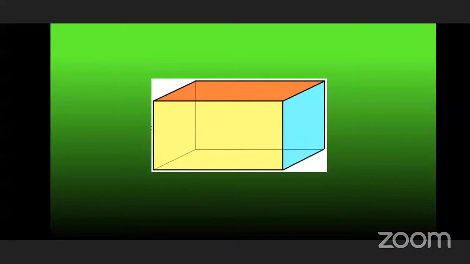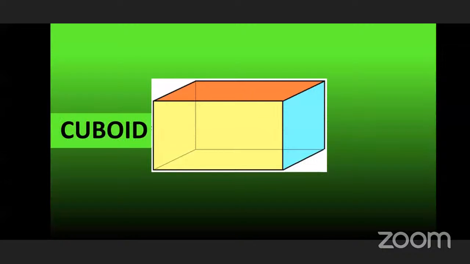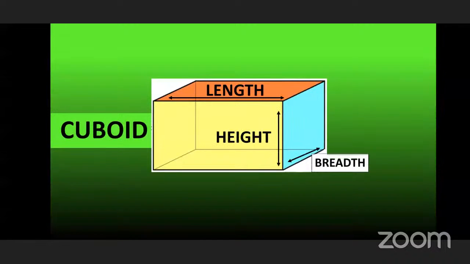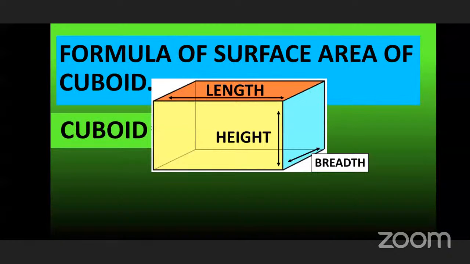Okay. Now the next figure that we have learned in the last session was cuboid. So it is the figure of cuboid. And as the length of the cube is known as side, in the same manner, the sides of cuboid are known as length, height, and breadth. Okay. Now we will see the formula. So what was the formula for calculating the surface area of a cuboid, children? Anyone remember?